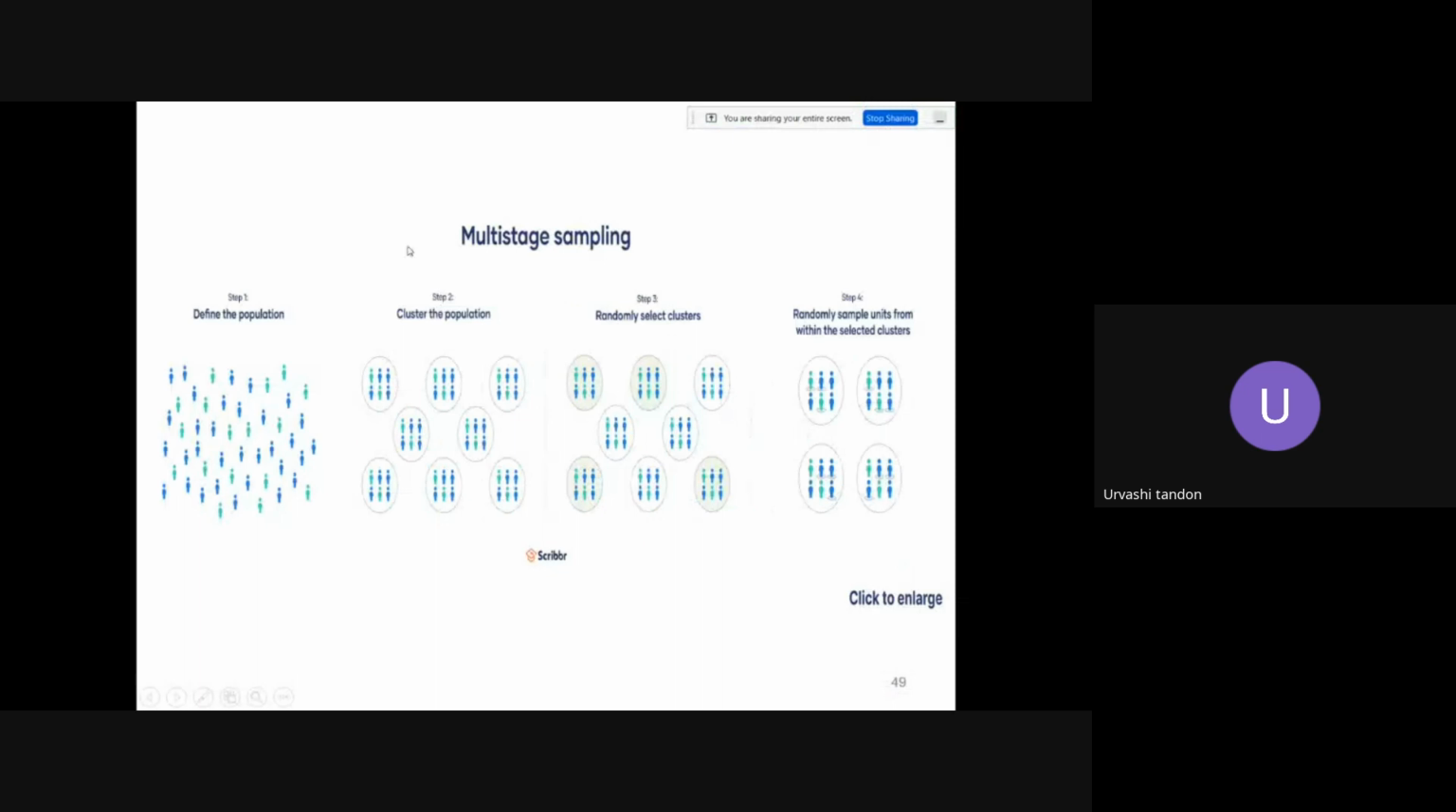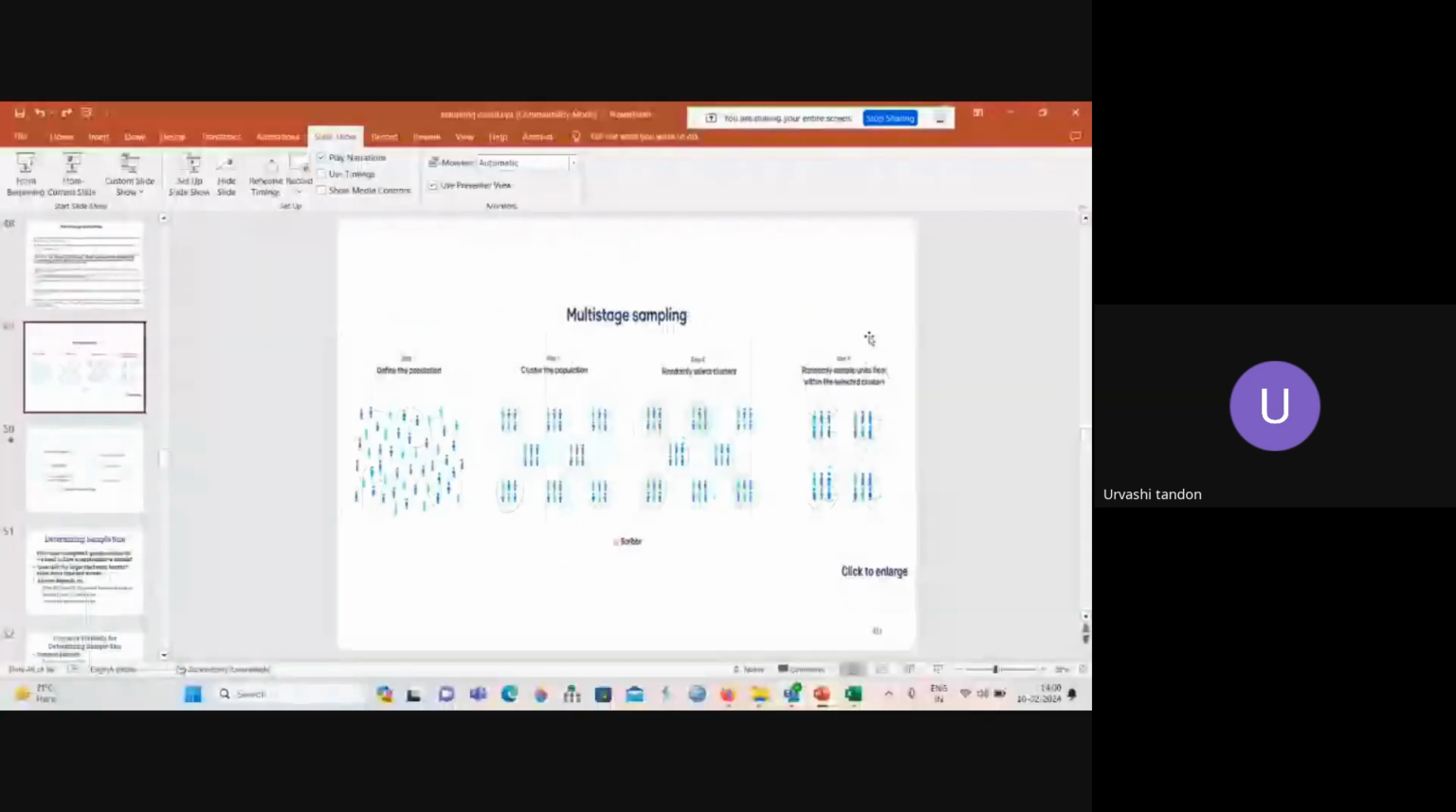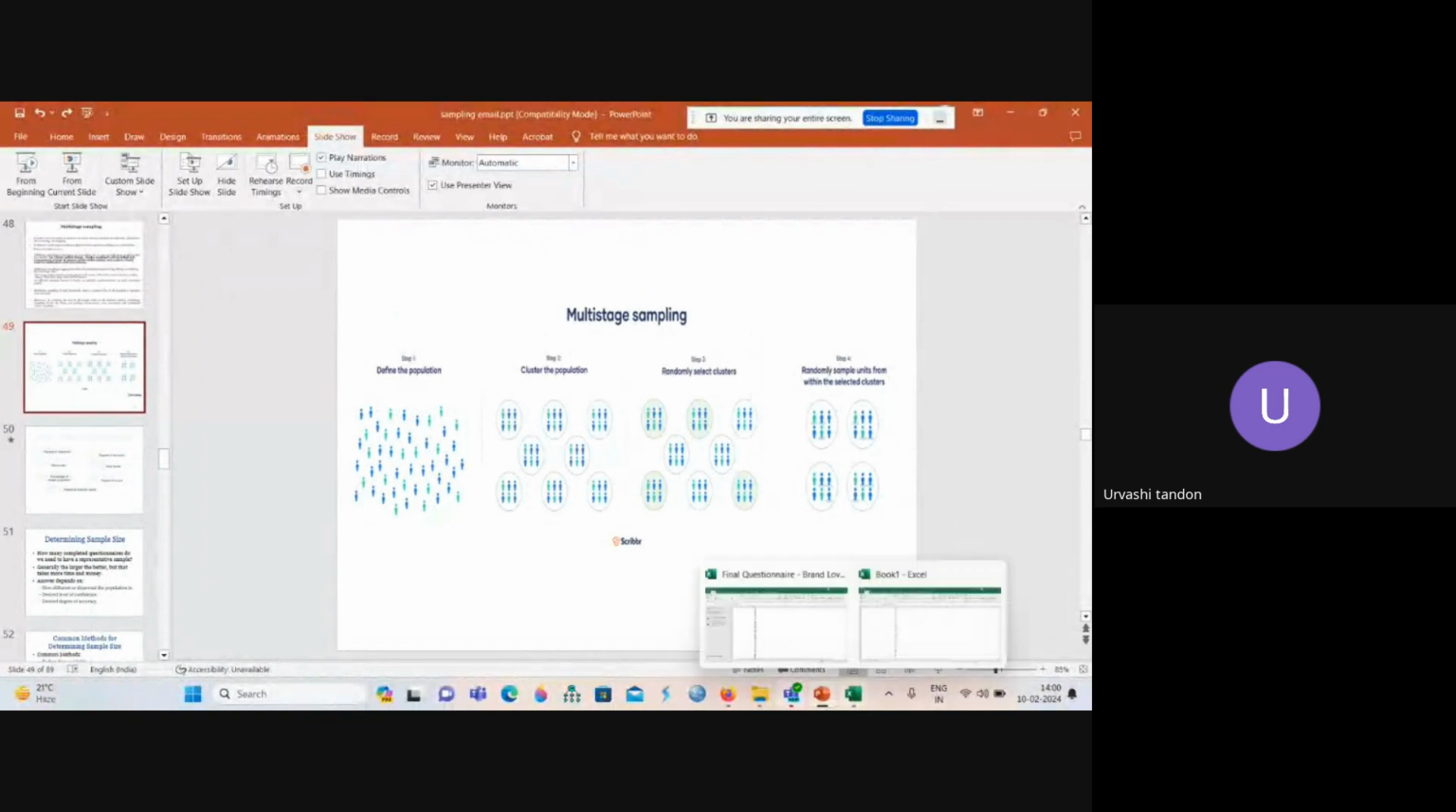Here, let's say we came out with how many clusters? 1, 2, 3, 4, 5, 6, 7. Out of those 7 clusters, we picked up 4 clusters, right? And in these 4 clusters, we randomly picked up 3 people from each cluster, right? Randomly sample units within the selected clusters. It's your multi-stage sampling. I hope I'm clear, because this is very important.